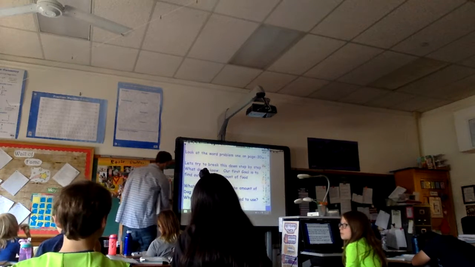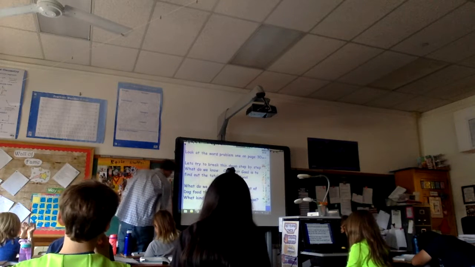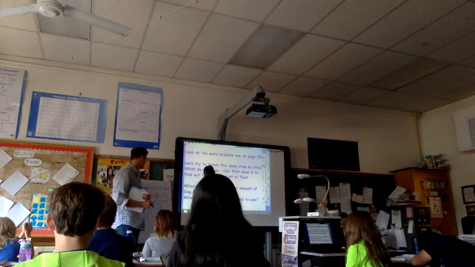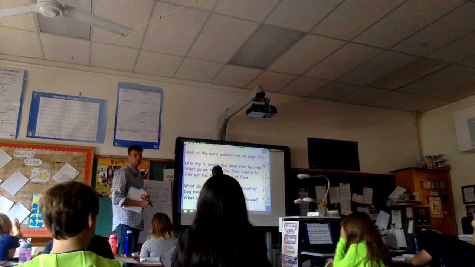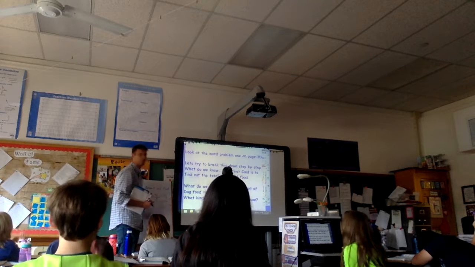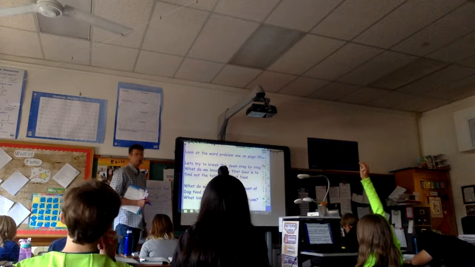Marley? 49. Now what do we have to do with these two numbers? Tatiana, what do we need to do with the two numbers? This is the total amount of food for Buddy. This is the total amount of food for Cody. What do we need to do with those two numbers? Add them.